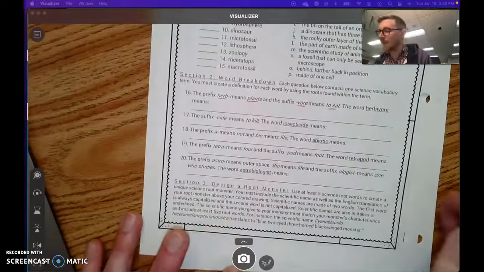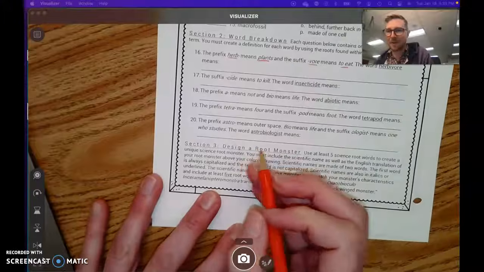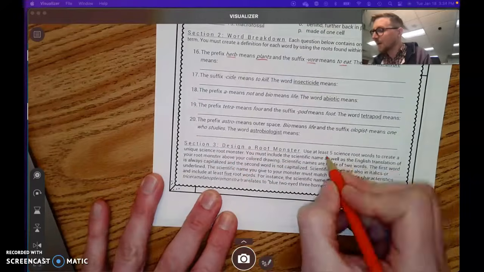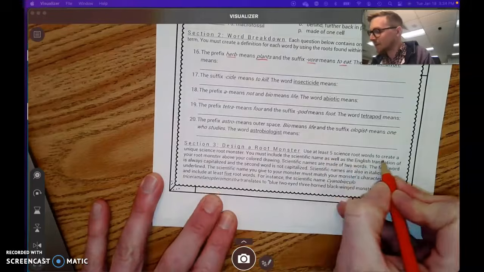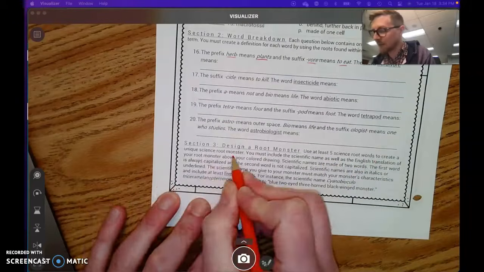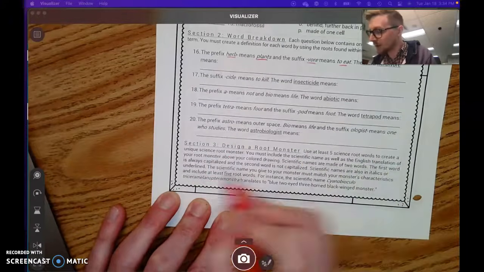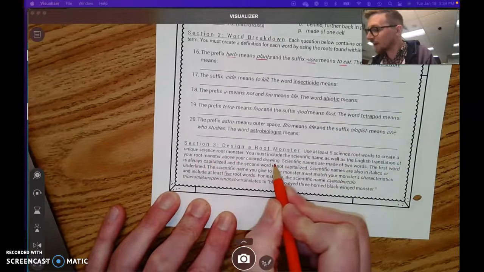This is where it gets fun, and you can be kind of creative with this. So let's read the instructions with section 3. Use at least 5 science root words to create a unique science root monster. You must include the scientific name as well as the English translation of your root monster above your colored drawing.